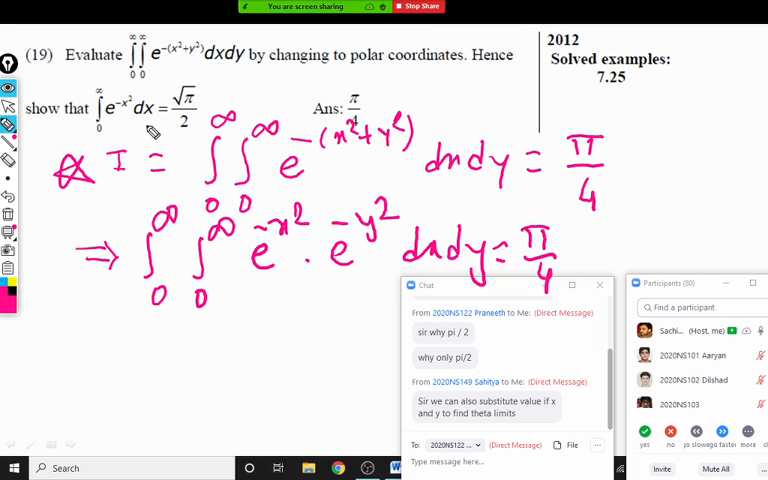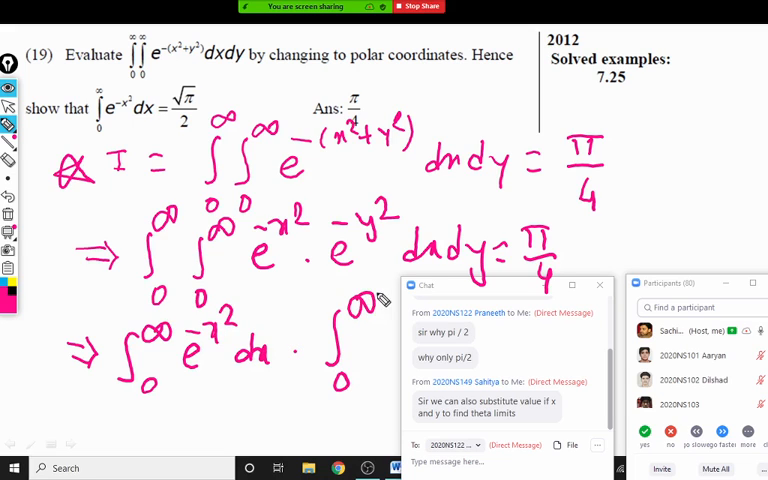Now, whenever f(x) into f(y) is there and the limits are constant, you can separate these integrals. So I can write the first integral, 0 to infinity e raised to minus x square dx, into 0 to infinity e raised to minus y square dy, as pi by 4. Okay. Any doubt? This can be done only when the limits are constant and the function is a product. That means you can do it separately. Now the last step is important.